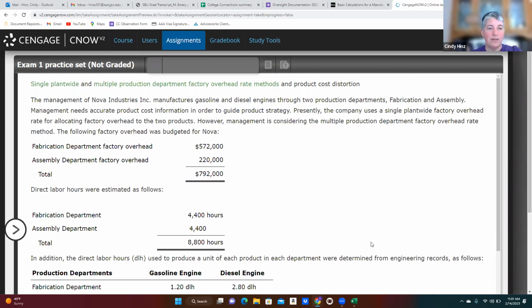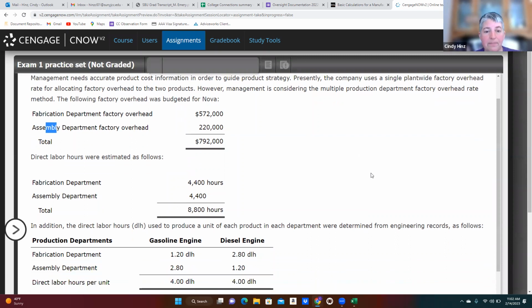But this exercise, as I said, is the super traditional single plant-wide approach. And then we'll look at a multiple production department approach. So we're going to divide it by fabrication and assembly separately, which is still, again, not really activity-based costing. It's a step in the right direction because it hopefully will still improve our understanding of where our costs are actually arising in the production process.